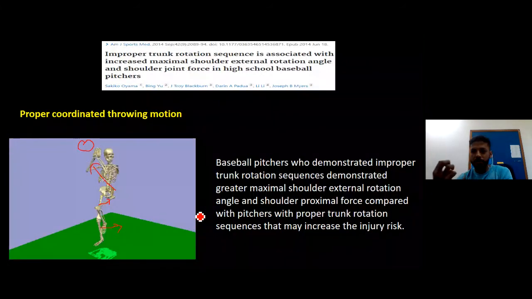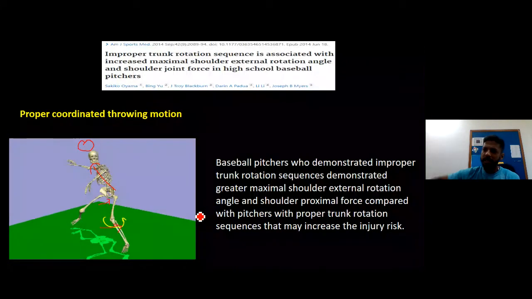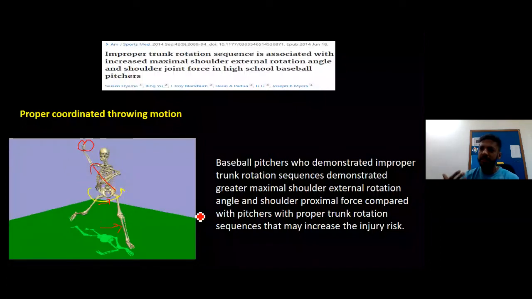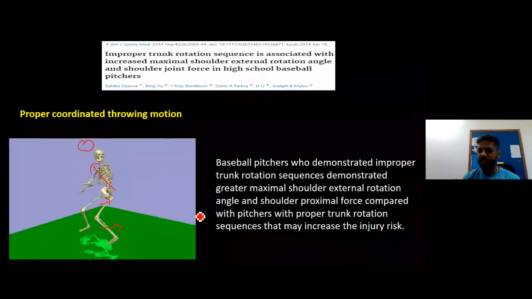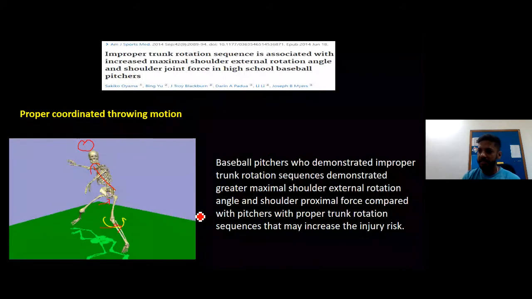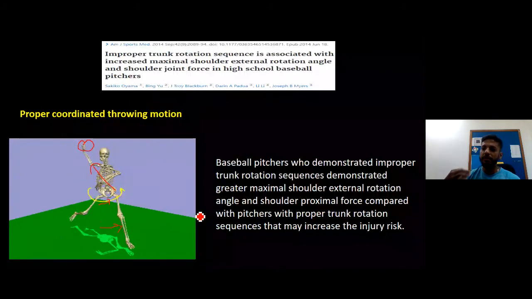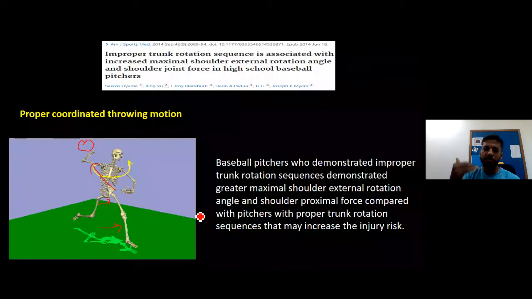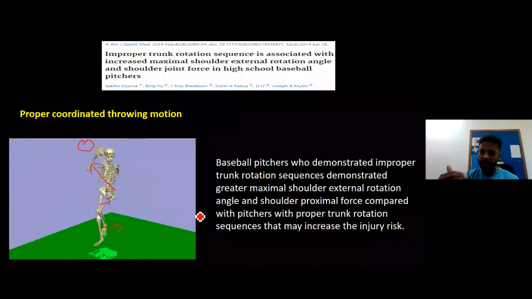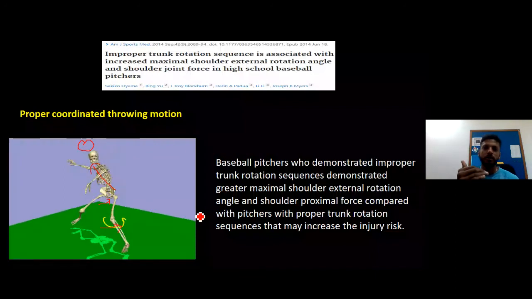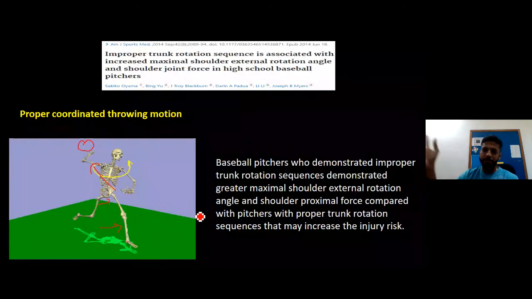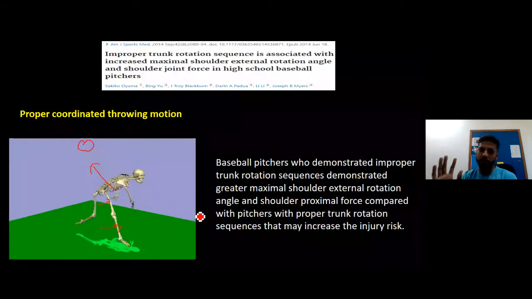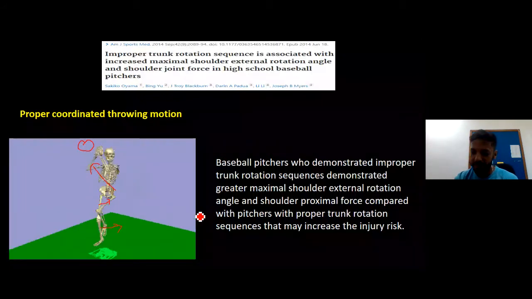So the posterior capsule gets stiffer, and that will restrict your internal rotation range of motion. Your muscles which have attachment to the posterior capsule, especially the infraspinatus and the teres minor, will have a lot of tension, and that also will go for tightness. So all these issues are happening because of the lack of proper sequencing. If you have a good sequence, that is going to help you exert more force on the shoulder, because you're adding up with the shoulder force so that your efficiency is maximum.